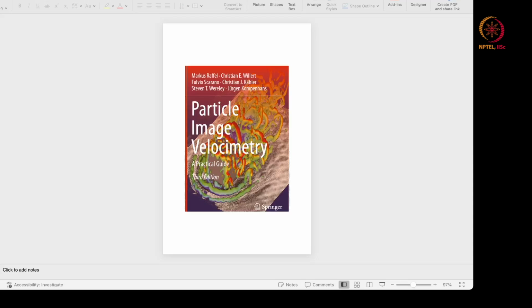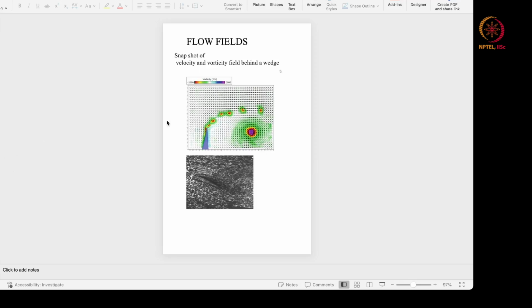All right. So this is the first lecture on particle image velocimetry. The book that we are going to cover, and most of the examples are going to be from the book, and there will be some examples from our own reading. The book, Particle Image Velocimetry, Practical Guide, by myself and third author, published by Springer.